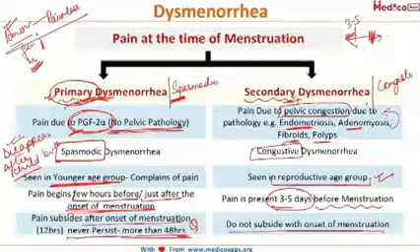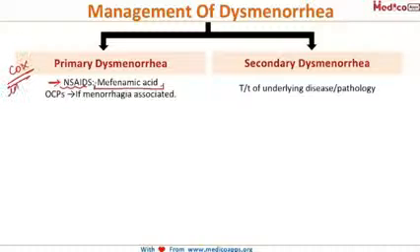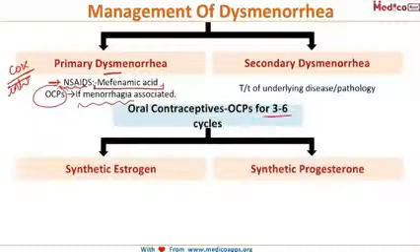Now coming to the management. In case of primary dysmenorrhea, the treatment of choice is NSAIDs, and in this you can give mefenamic acid. These are basically cyclooxygenase inhibitors, and therefore they will relieve pain. Another important thing is that if this dysmenorrhea is associated with menorrhagia, then the treatment of choice becomes OCPs, the oral contraceptive pills. And these OCPs need to be given for 3 to 6 cycles.